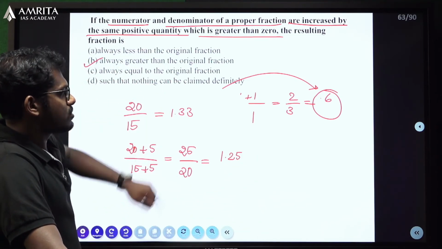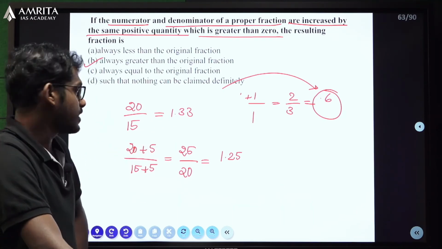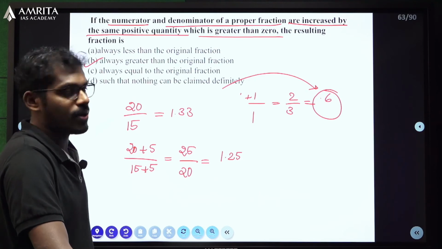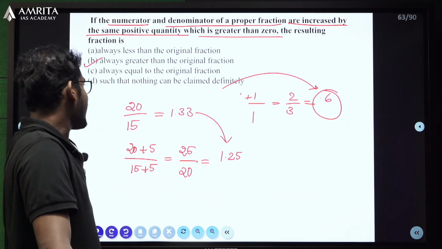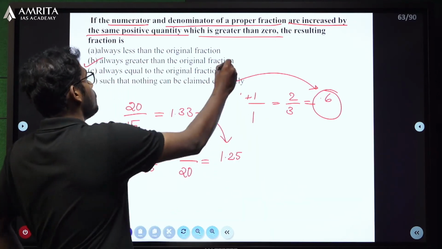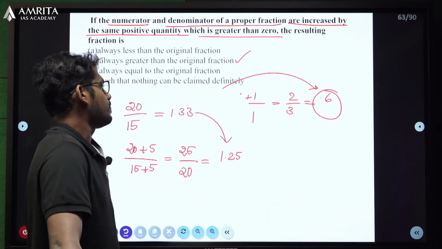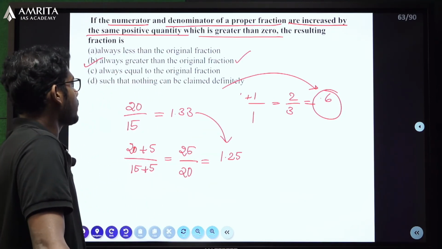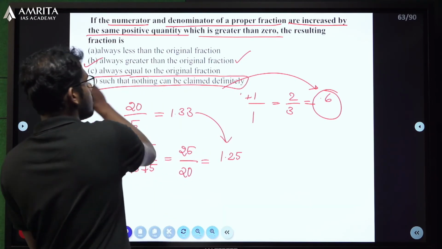So here the original fraction value was 1.33, that is 20 divided by 15. When I added 5 on both numerator and denominator, the final result is 1.25, which is actually less than the original fraction. Clear? So we can say that nothing can be claimed definitely. However, the UPSC answer key says option B is the right answer, but the answer might be option D, that nothing can be claimed definitely.